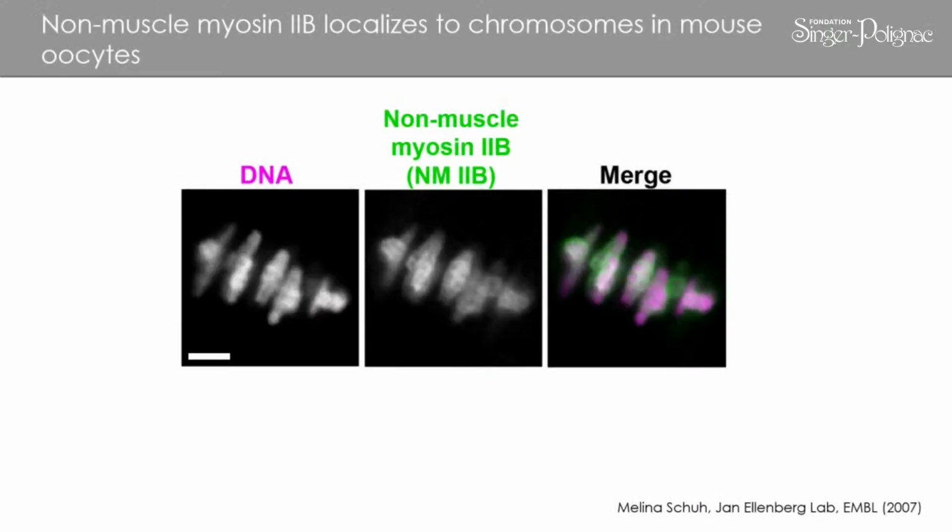So it started with an initial observation that I did in Jan Ellenberg's lab, still as a PhD student at the time. And what you see here are chromosomes in mouse oocytes. This is in meiosis 1. These are bivalent chromosomes. And I was studying non-muscle myosin 2B at the time. And when I stained for it, then I saw that this myosin, surprisingly, was located in the region of the chromosome arms. And you can see here in this merge that it's really more in the arm region. The kinetochore regions are relatively free.